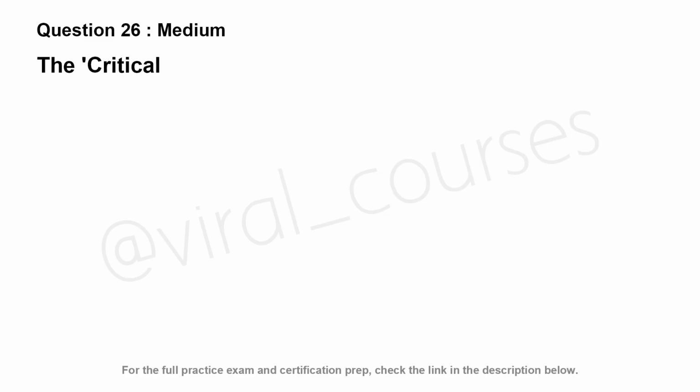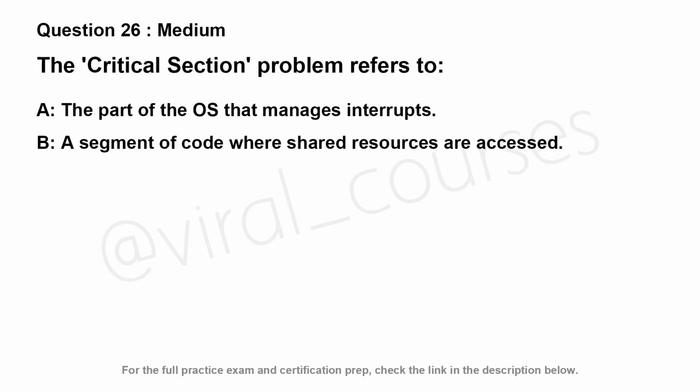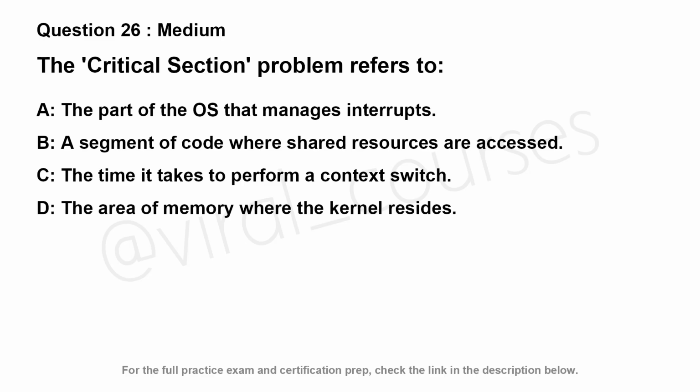The critical section problem refers to Option A. The part of the OS that manages interrupts. Option B. A segment of code where shared resources are accessed. Option C. The time it takes to perform a context switch. Option D. The area of memory where the kernel resides.